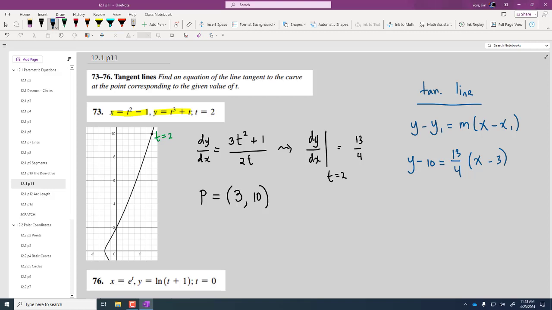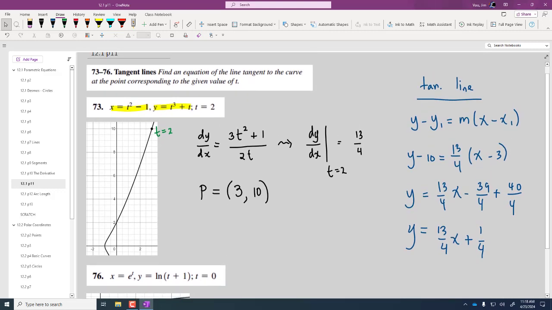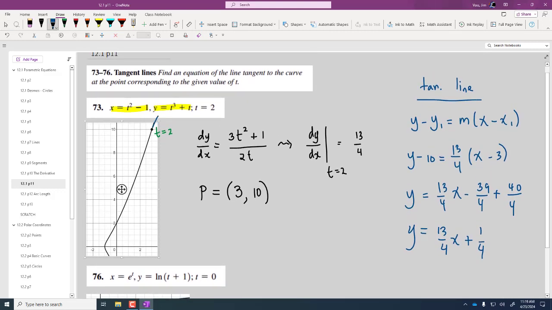Usually we like writing our lines in slope-intercept form because it's most revealing. So we would end up with, multiplying this out, negative 39 over 4, but then we add 10, which is 40/4. So 1/4 total. So there is the equation of that tangent line, which, if we were to draw it, it's kind of hard to draw here, but it would be right there. So that's the equation of that tangent line.